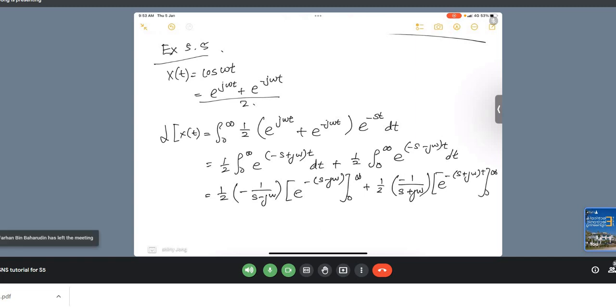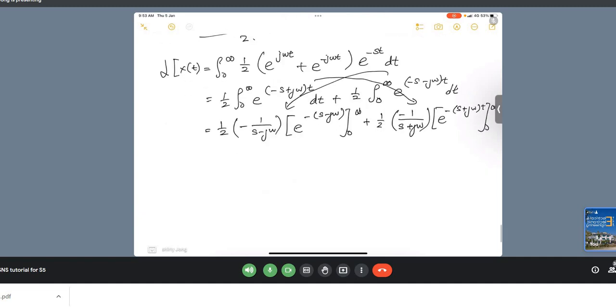This one I exchange the location, class. I just now accidentally did this. I exchange the location only. Okay, and then this one you can substitute the t value.